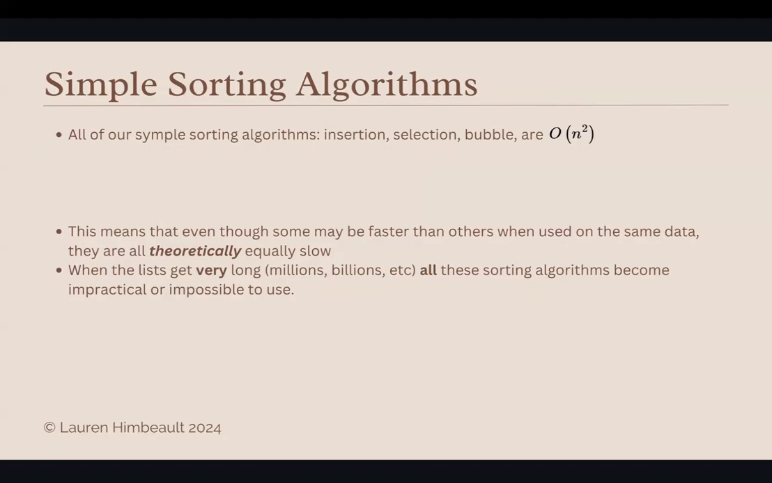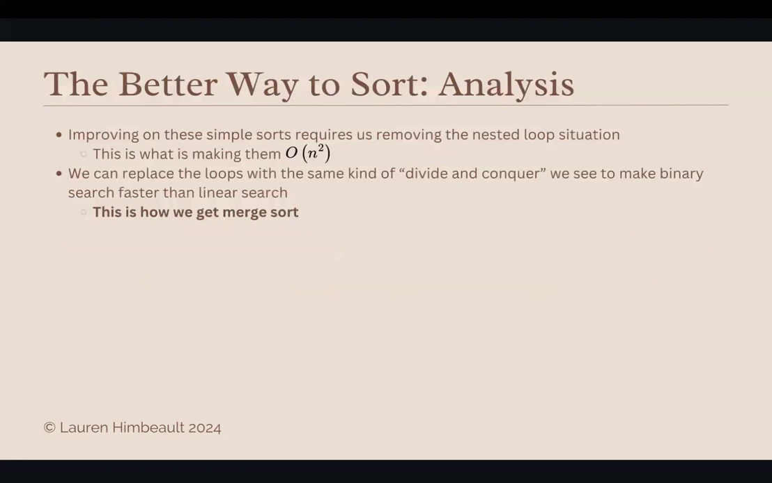Think about that. If we have billions of elements, what's billions times billions? That just becomes impossible. Like, that's just crazy talk, especially when there's other options out there. So there's been a lot of work that has gone into improving sorting, because sorting is really important when it comes to having lots of data, right? So we need to improve on these simple sorts.